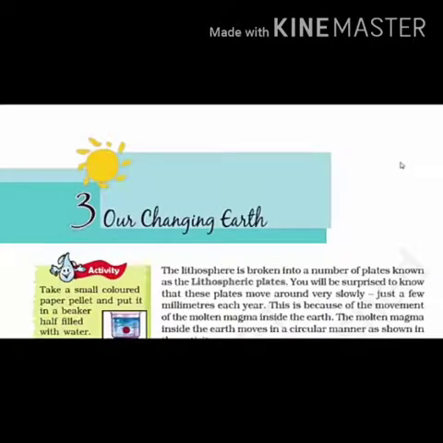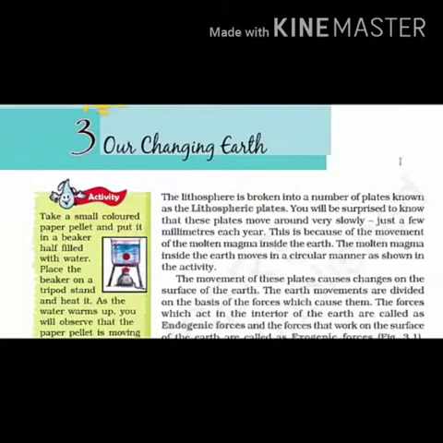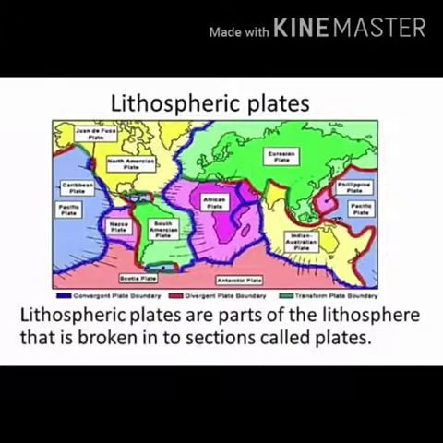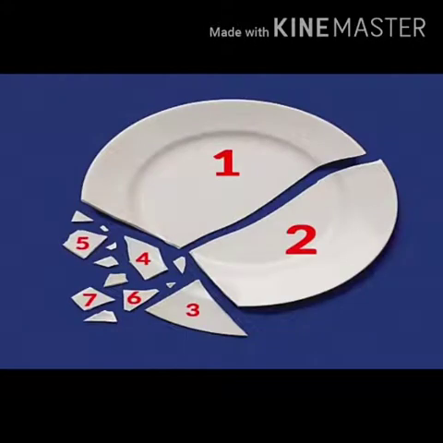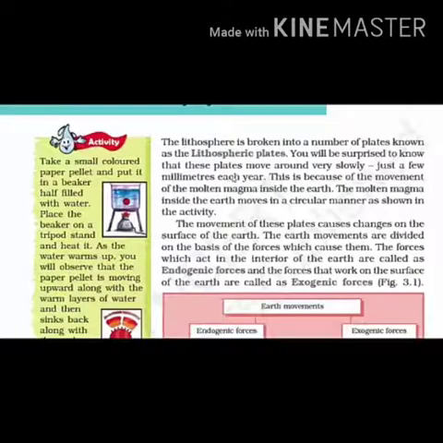Chapter 3, Our Changing Earth. In this chapter, we'll read how the surface of the Earth is changing constantly. The uppermost layer of the Earth, that is the lithosphere, has a number of plates known as the lithospheric plates. The landmass on which both the continent as well as the ocean bed resides is called a lithospheric plate. These plates are broken into small sections, as you can see in the figure. These plates move around very slowly, just a few millimeters each year.